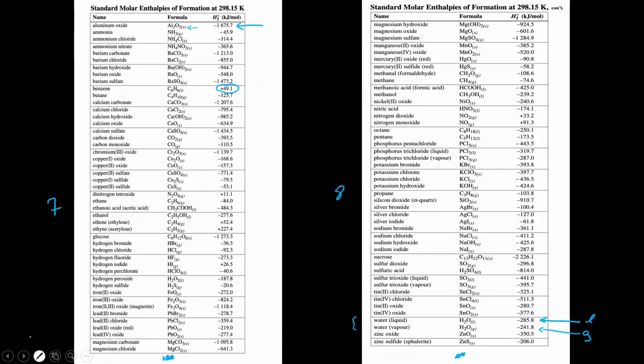So first of all, carbon monoxide. So carbon monoxide is here at negative 110.5 kilojoules per mole, exothermic. And while I'm here, I'm going to grab carbon dioxide immediately above it, CO2, which is negative 393.5 kilojoules of energy. So it releases a lot more.